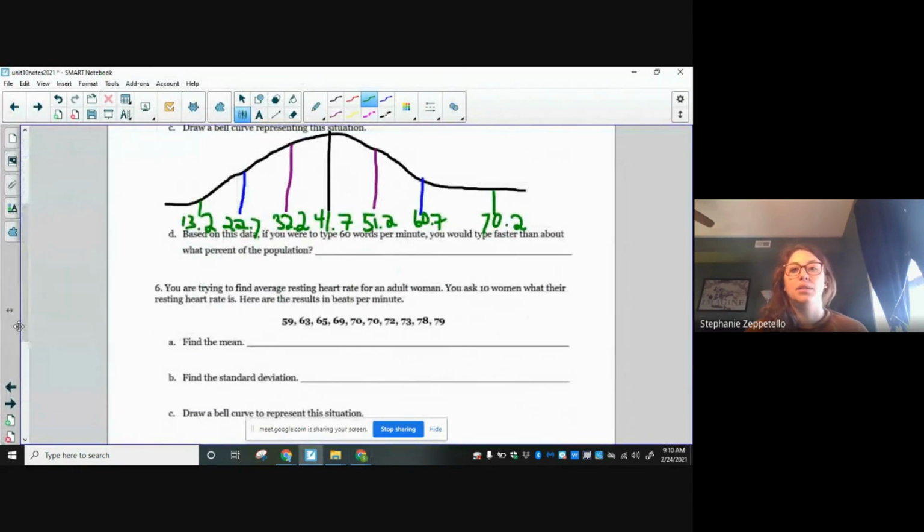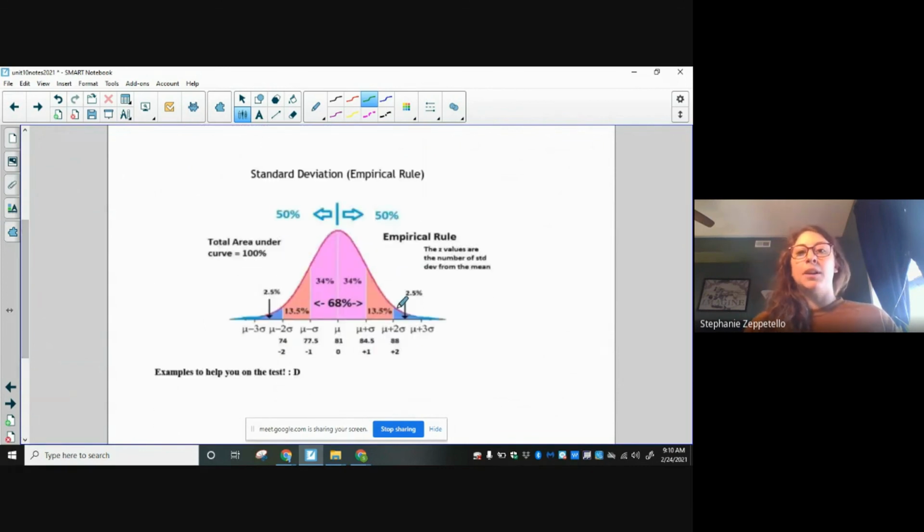Based on this data, if you type 60 words per minute, you would type faster than about what percent of the population? So here's where I'm focusing. 60 is around here. I want to know this percentage over here. Page 4. Because where that was at, let's see, this is 1 standard deviation away, that's 2. That's where the 60 was.